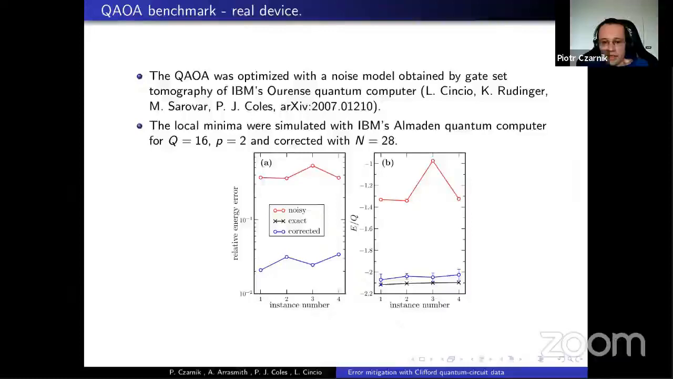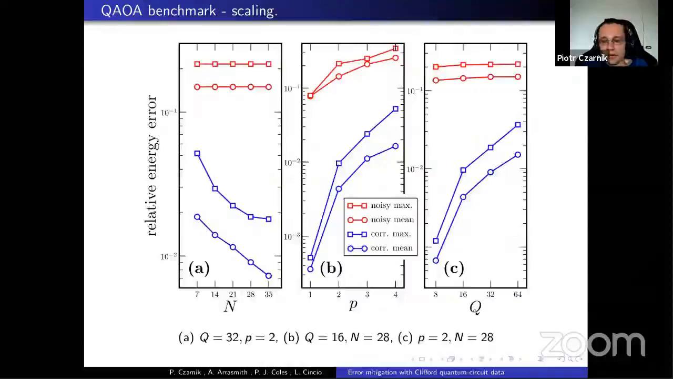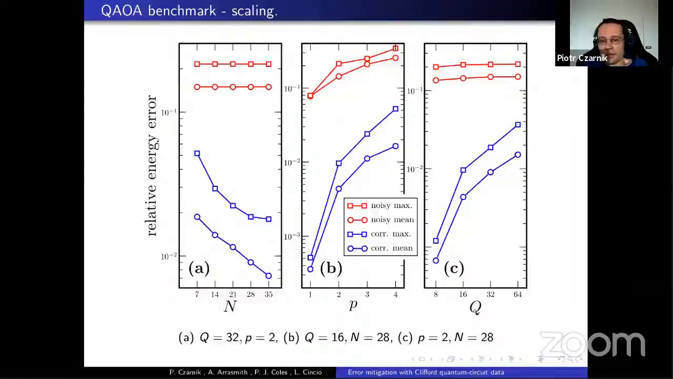To better understand the performance of the method, we also analyzed the scaling of the corrected error as a function of different parameters. So here, to obtain scaling for many different parameters, we performed the actual simulation of the minima and the correction using our noise model. First, we look into the case of 32 qubits and two layers, and we investigate how the performance of our correction method scales with the number of non-Clifford gates in circuits in our training set. Well, I already told you that we expect that the larger the number of non-Clifford gates left in our training circuits, the better the accuracy. It turns out to be the case in this particular benchmark.